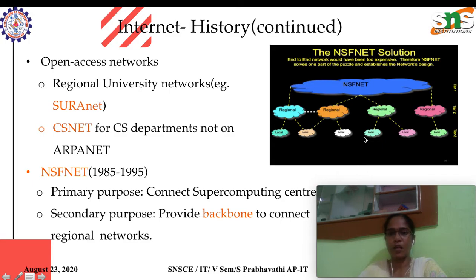Okay, and each network is connected with smaller local networks. Are you able to see the picture? So n number of computers are connected into one smaller regional network, and that is again connected to the backbone of NSFNET, the National Science Foundation Net, which runs under the TCP/IP protocol.